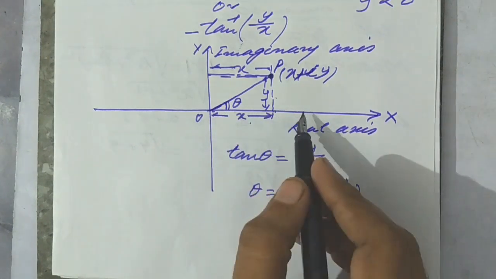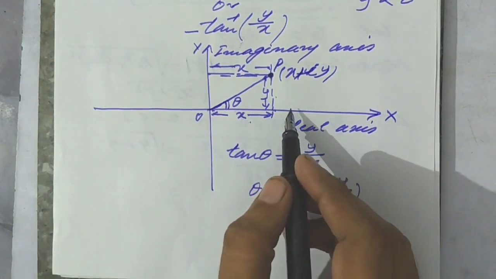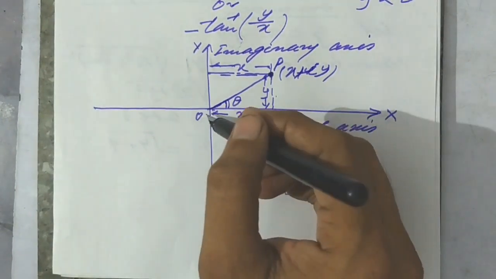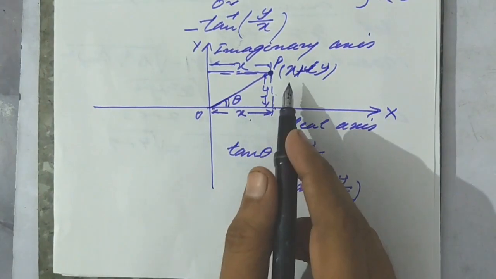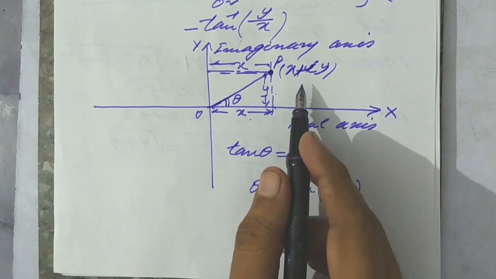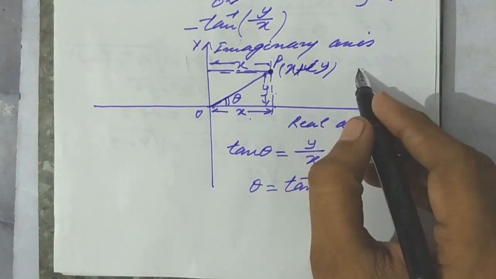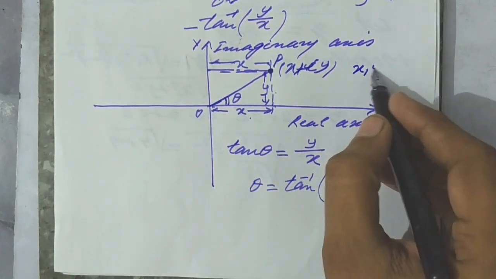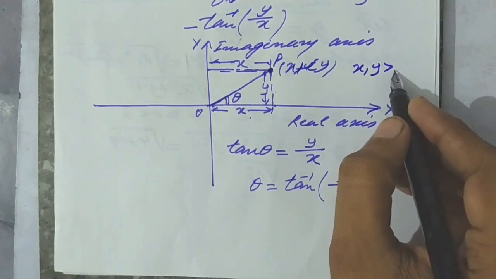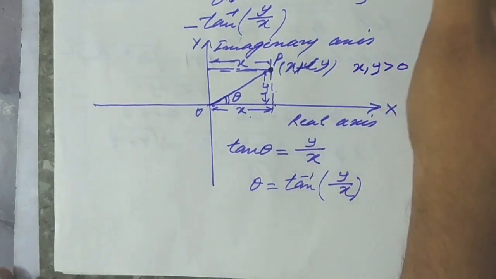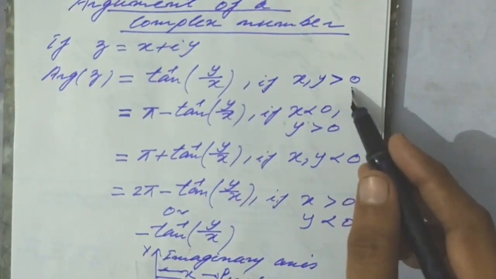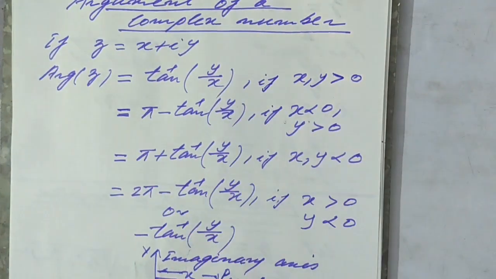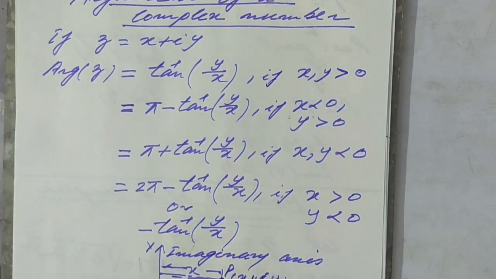on the right hand side along x-axis are taken positive and along y-axis above the origin are taken positive. So in the first quadrant, x and y both are positive. So we denote this situation as x comma y is greater than 0, which is our first condition. If x comma y is greater than 0, then tan inverse y upon x is the argument of z.